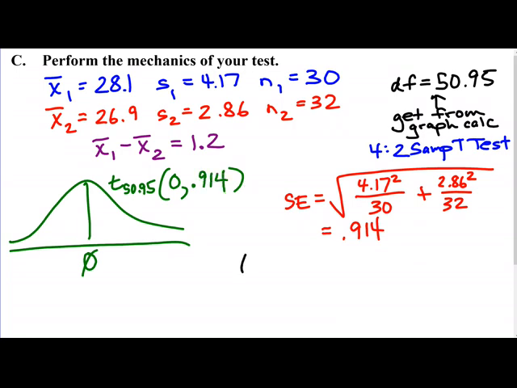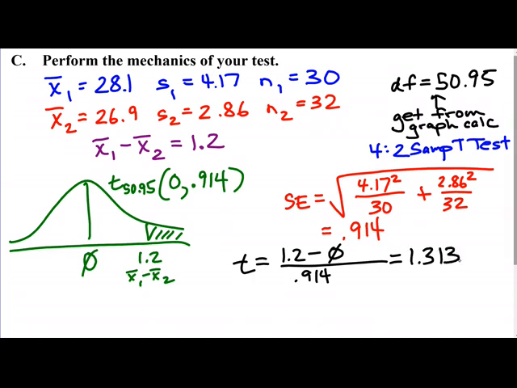So our t-score will be, oops, you know what I forgot to do over here on the curve? I need to put in the difference between these two. So 1.2 is going to go over here. So that is x bar 1 minus x bar 2. All right, back to the t-score here. So we are going to take 1.2, subtract 0, and divide by 0.914. So when I did that, I got a t-value of about 1.313.